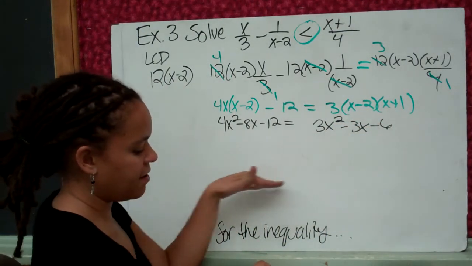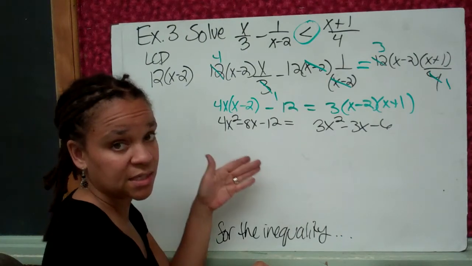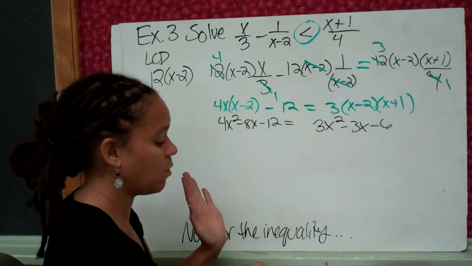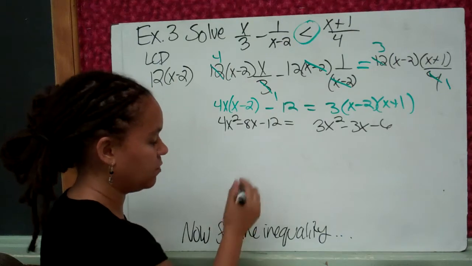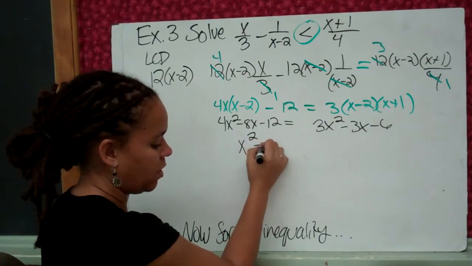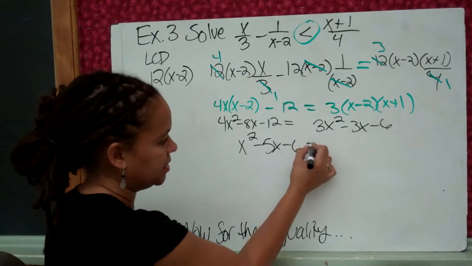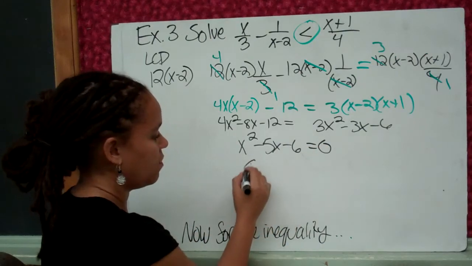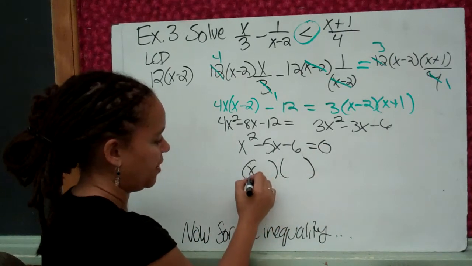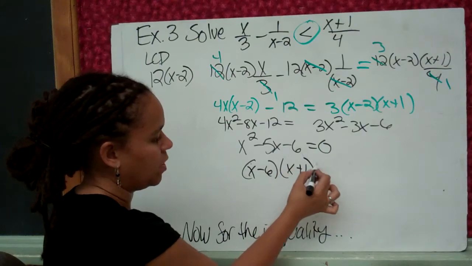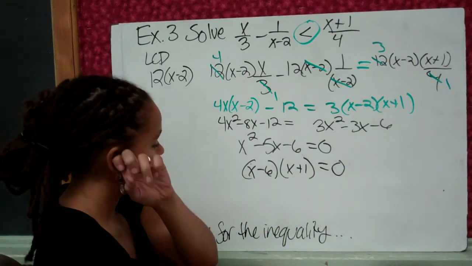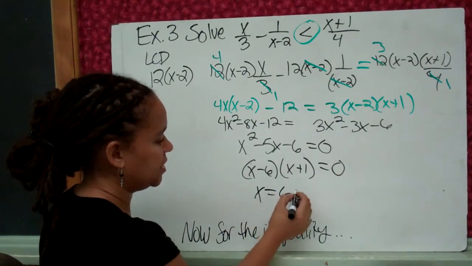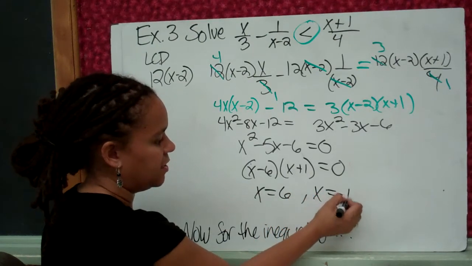We're going to move everything over to one side and set it equal to 0. You can do it one at a time or all at once. Either way is fine with me. But you should end up with x squared minus 5x minus 6 is equal to 0. So if we factor this, we have (x minus 6)(x plus 1) equals 0. So now x is equal to 6, x is equal to negative 1.